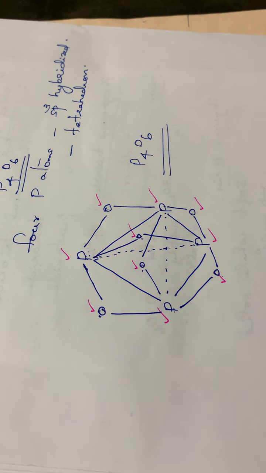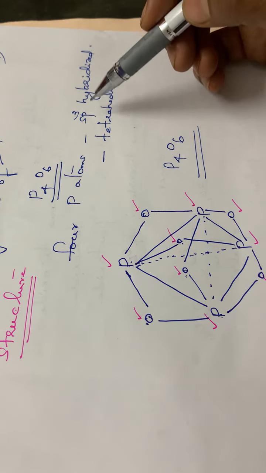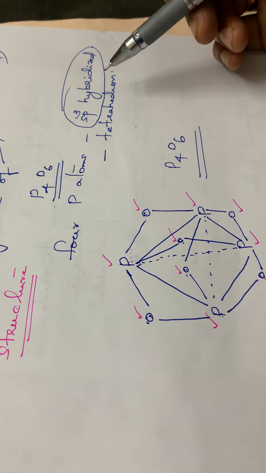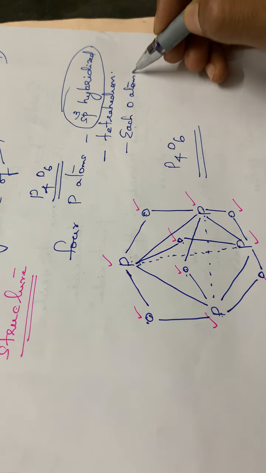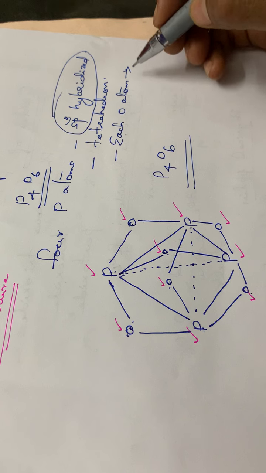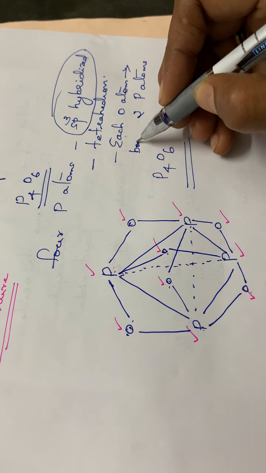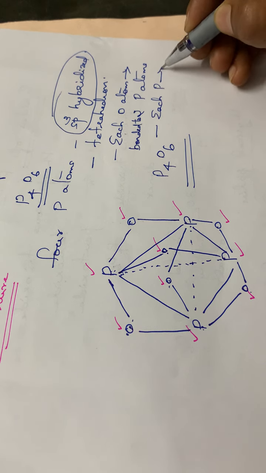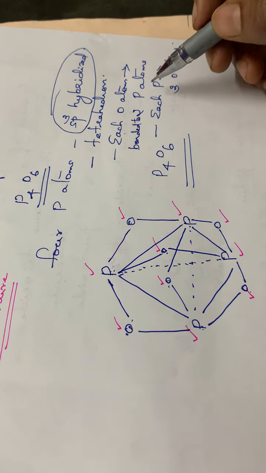Hope you are clear with the structure of the P4O6 molecule. The points to be noted down: the 4 phosphorus atoms are sp3 hybridized, therefore it has the geometry of a regular tetrahedron, and each oxygen atom is bonded to how many phosphorus atoms? 2 phosphorus atoms, isn't it? Each oxygen atom is bonded to 2 phosphorus atoms. Again, each phosphorus atom will be bonded to 3 oxygen atoms. Don't get confused between these two.